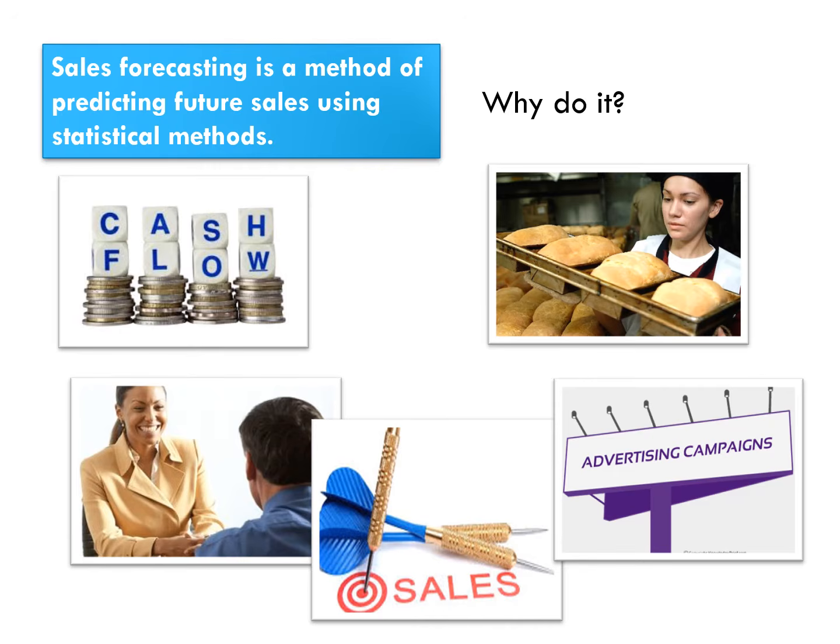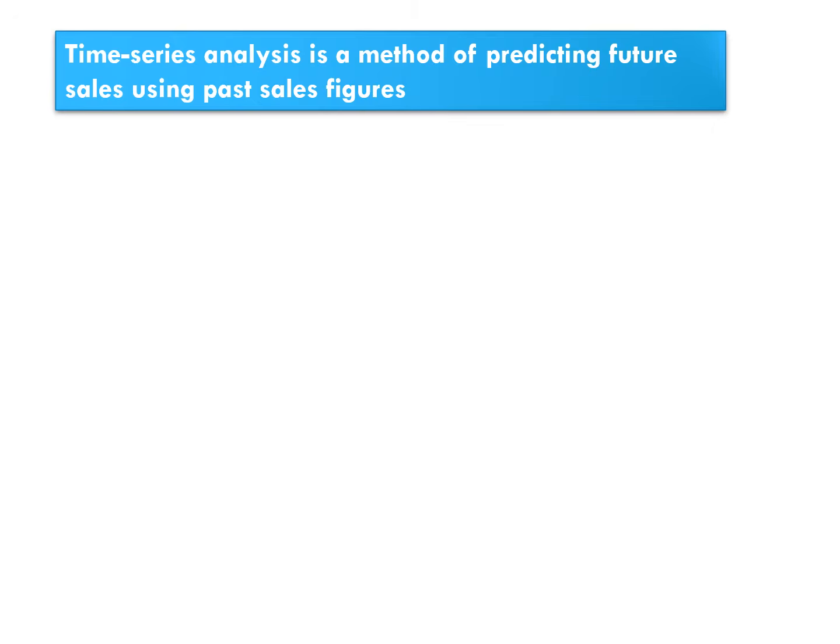So sales forecasting is a very useful thing for a business to do, and today we're going to look at how we go about using a statistical process to make a forecast. And we do this by a process called time series analysis. And so we look at trying to predict the future sales by using past sales figures.